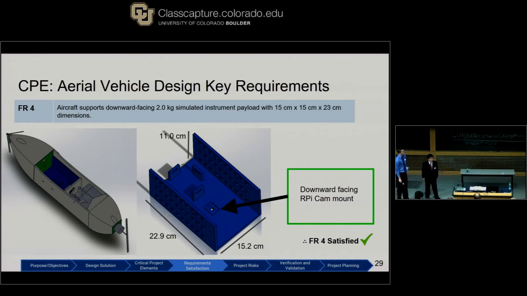First one is functional requirement 4. The aircraft supports a downward-facing 2 kilogram simulated instrument payload with these dimensions listed here. Shown in the center is a SolidWorks image of the removable payload bay, and right here is the downward-facing Raspberry Pi cam mount. Located behind that is the ballast mount, where the ballast for the 2 kilogram requirement will be located. Please note that the 11 centimeter height on this removable section is less than the 15 centimeter requirement, and the reason for that is the full assembly, the walls and the fuselage right here, will have a 15 centimeter height, therefore achieving that requirement. So functional requirement 4 has been satisfied.